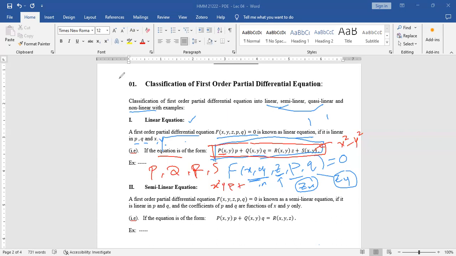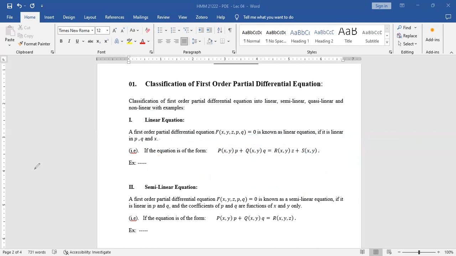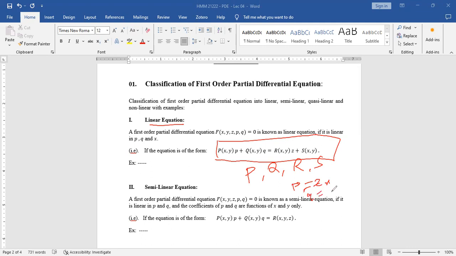Please write this down or modify what we wrote last week. It is better that you start from here. The classification begins with the linear equation, which can be in this form. Here capital P, Q, R are any functions. Small p is z_x, we know that already, and small q is z_y. You should note the difference between capital P and small p, q. Let's see one example.